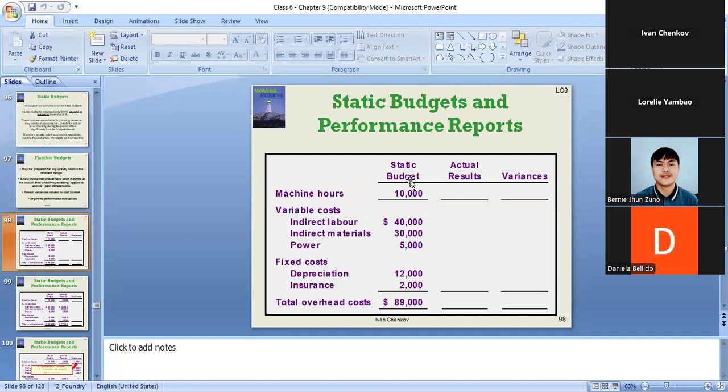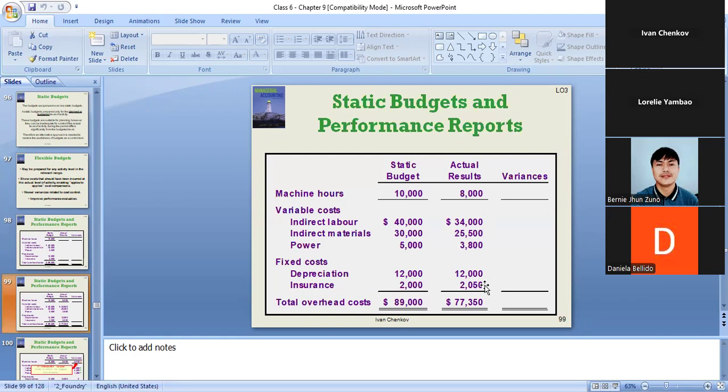Now, if you look, the static budget was prepared only and only for 10,000 hours. If the machine works 10,000 hours, that should be the cost. Now, in reality, that machine didn't work 10,000 hours. That machine worked 8,000 hours. Obviously, if the machine worked fewer hours, all the costs will be less, except the fixed cost, because the fixed cost is always going to stay the same.